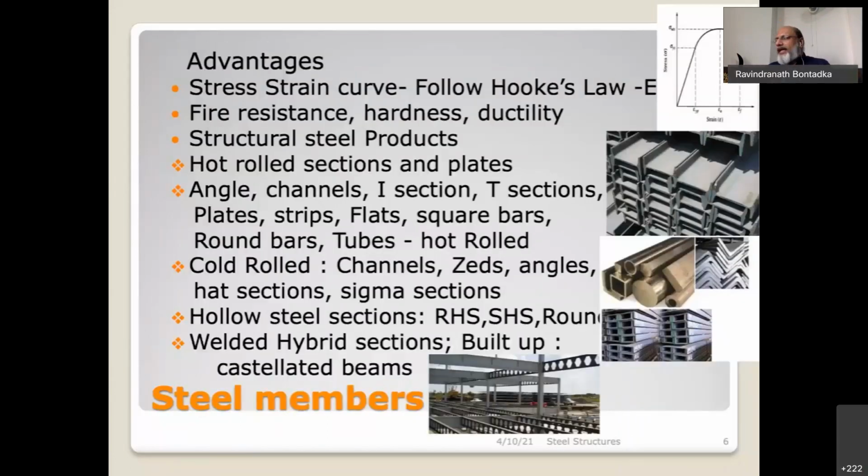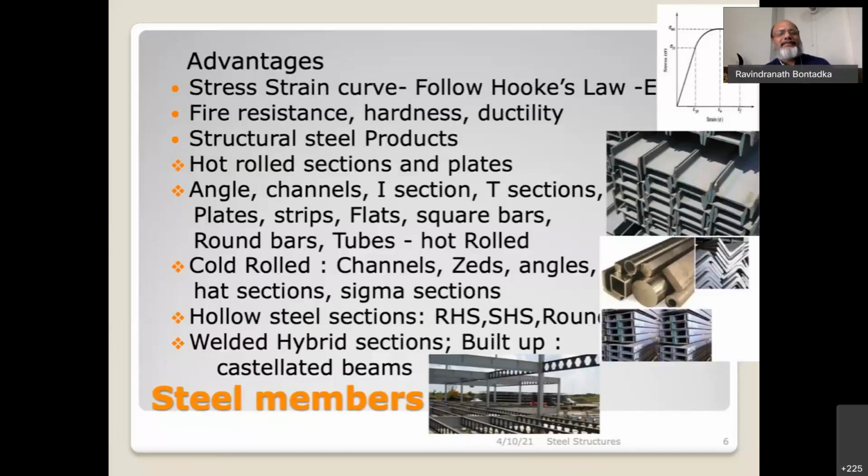Then we have a greater advantage in the steel, as we all know. We have all studied and we all know that this is the perfect example to follow Hooke's law in the elastic limits, as you can see in the stress strain curve here, where the material property, that is E, the modulus of elasticity, can be obtained. So this follows very well, and that is one of the greatest advantages of it. Then the advantage comes into fire resistance, hardness, the ductility, and the structural steel products.